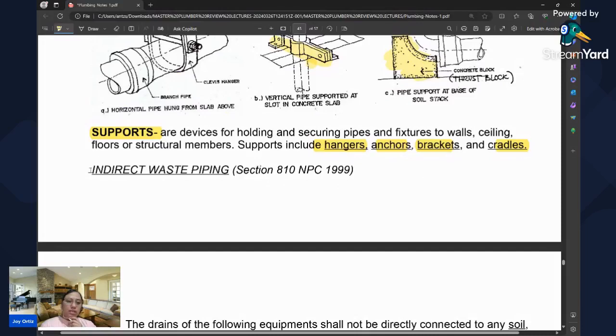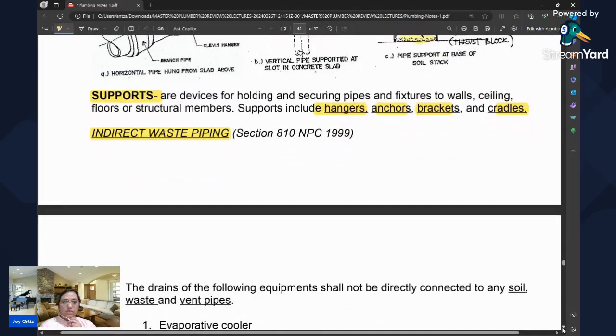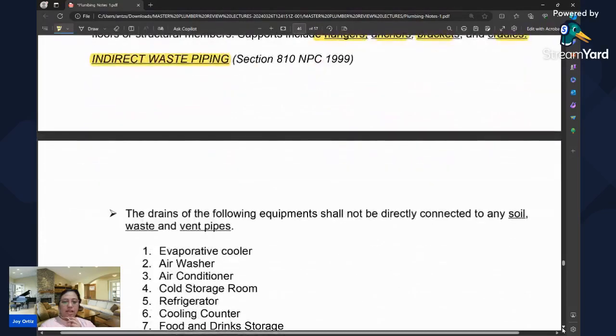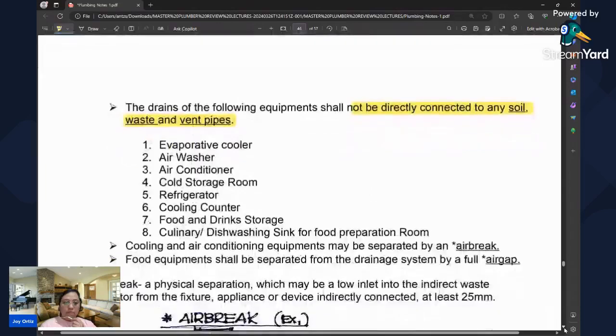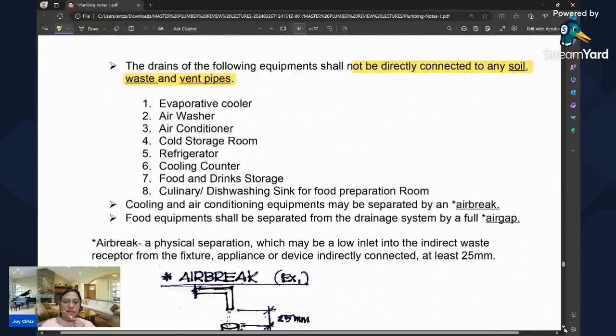So, this is the indirect waste piping. Section 810, NPC 1999. Okay, so dito tayo sa indirect waste piping. The drains of the following equipment shall not be directly connected to any soil or waste and the vent pipe. Ito, kailangan natin ito tandaan. Hindi siya kailangan pasama sa DWV.